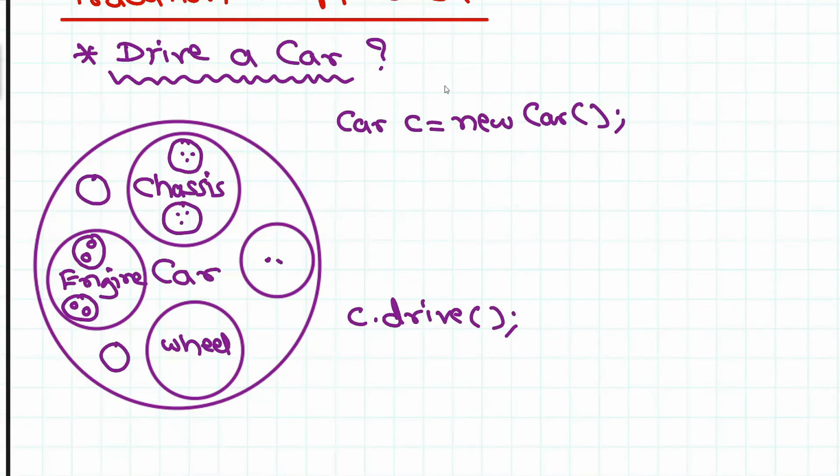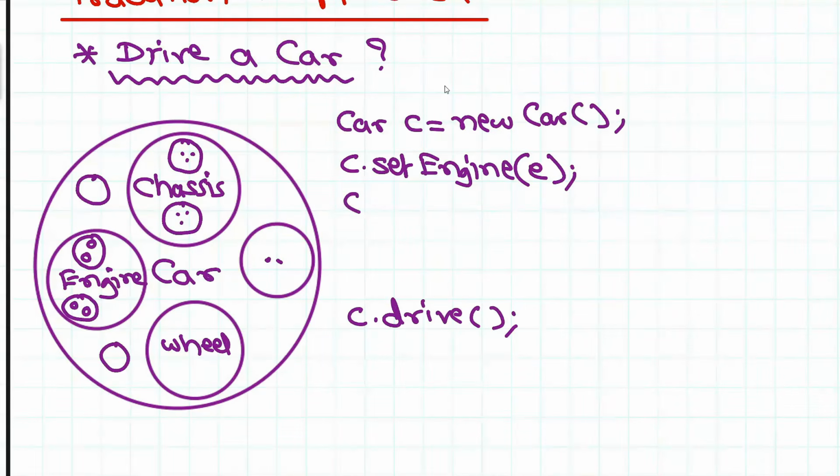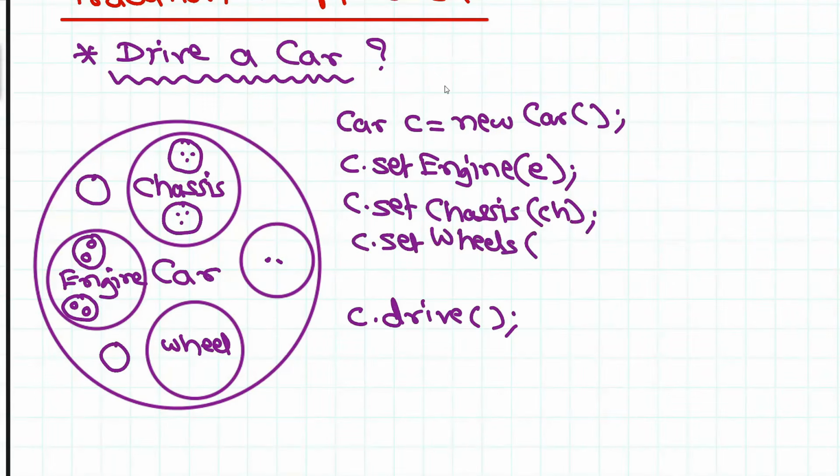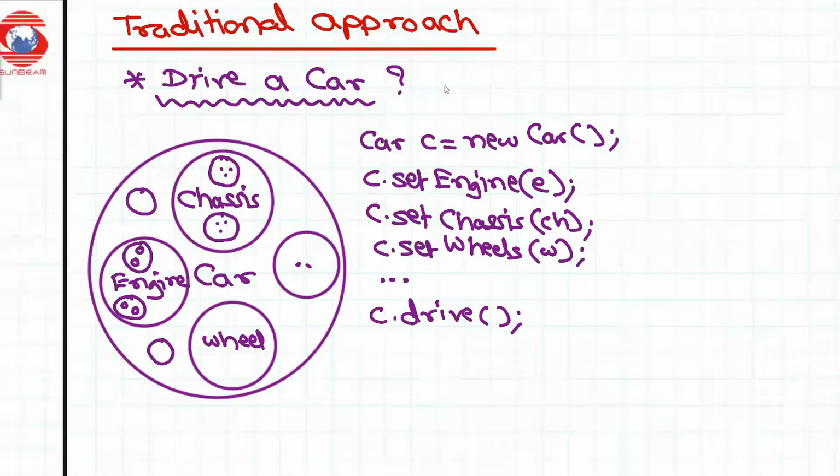Then your next job would be you need to set the engine in the car. And to be frank, abhi ke liye I'm just not even writing a code for making an engine. First, you need to make the engine, and then you need to set the engine. Not only that, you are making, let's say, set chassis. Again, you have to first make the chassis, then you need to set the chassis. You need to set the wheels. So you need to create the wheels, you need to set the wheels. And likewise, you put all these things together and then you drive it.